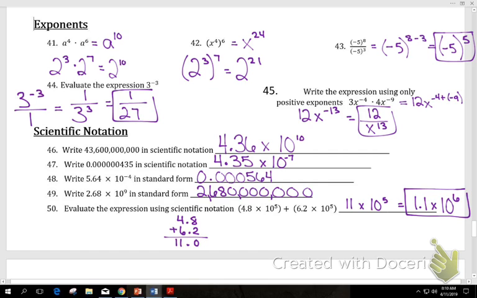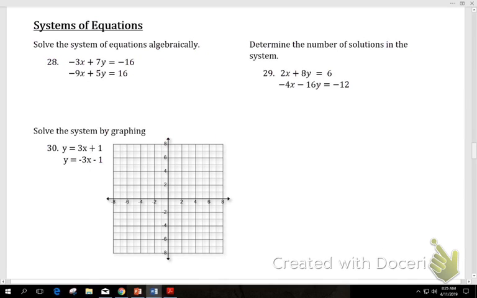All right, so now we are going to go back, and we're going to start systems of equations. So that starts on number 28. We're going to go back to 28. We're going to do those 3 problems, 28, 29, 30. Then we'll go back and do number 25.